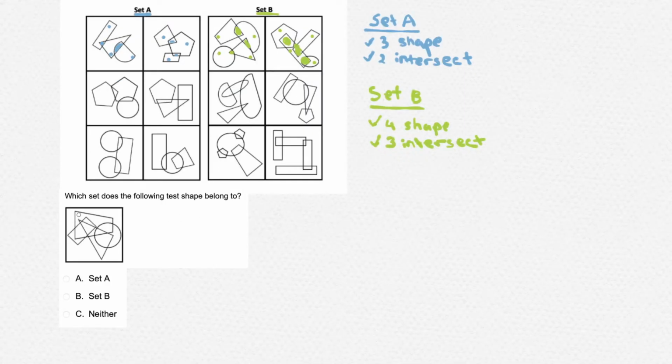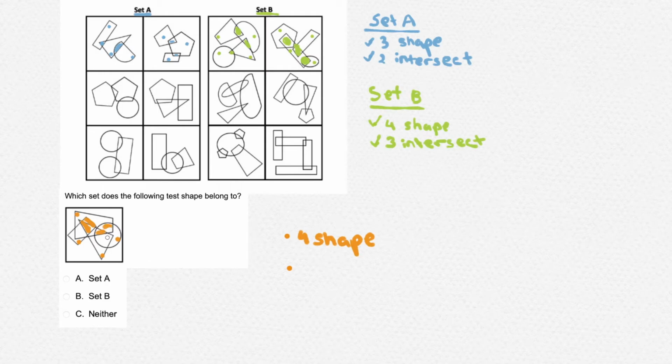Let's try this question. So now let's count how many shapes in this square. 1, 2, 3, and 4. So write down that this square has 4 shapes. Now, looking at set B, we know that this rule applies as well. So, the final answer may be set B or neither.